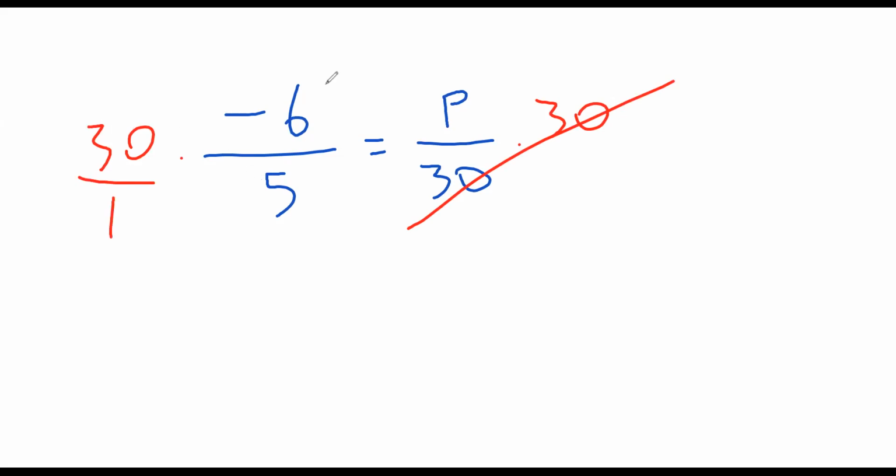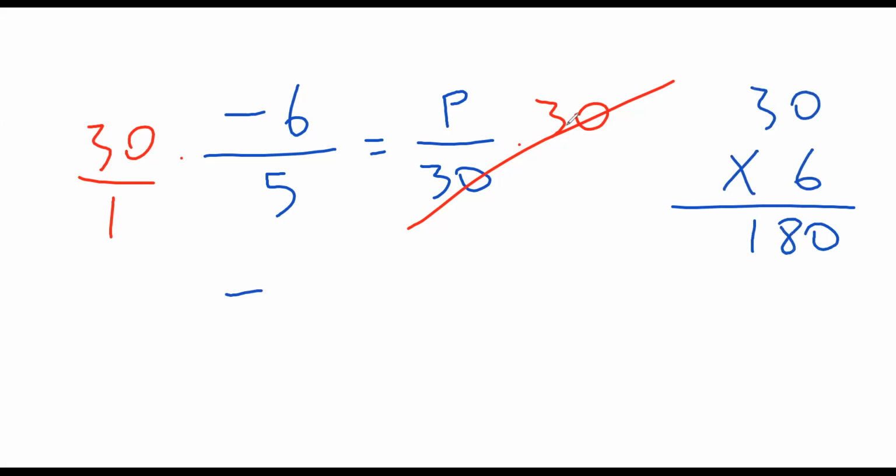So we multiply the numerators. We know it's going to end up still being negative. And then 30 times 6, you can do this old school. It's going to be 180. So it's going to be -180 over 5 equals p.